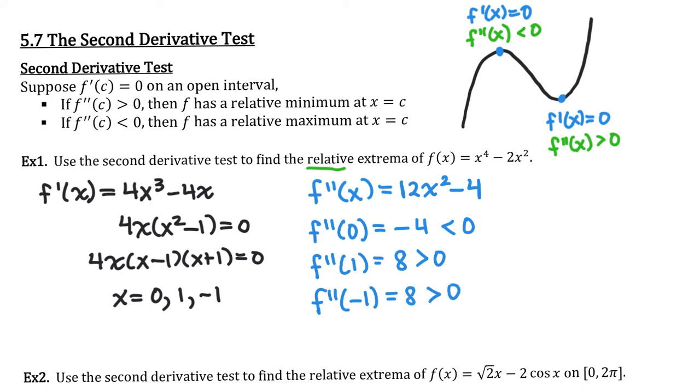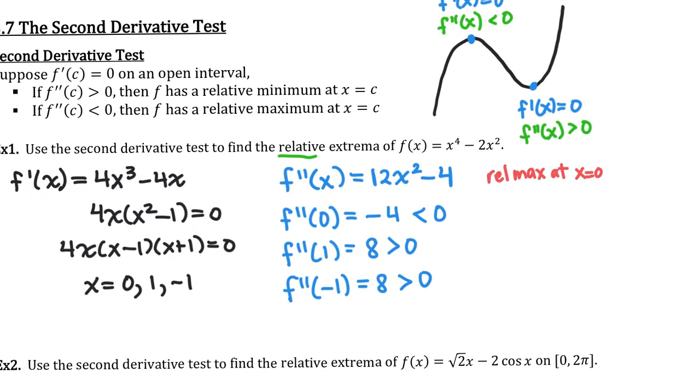Okay, now let me use this information to determine which of these are relative minimums versus relative maximums. If it's a relative maximum, the second derivative is negative because that makes it concave down, which means that point must be at the top, which makes it a relative maximum. So there's a relative maximum at x equals 0, where the second derivative was negative.